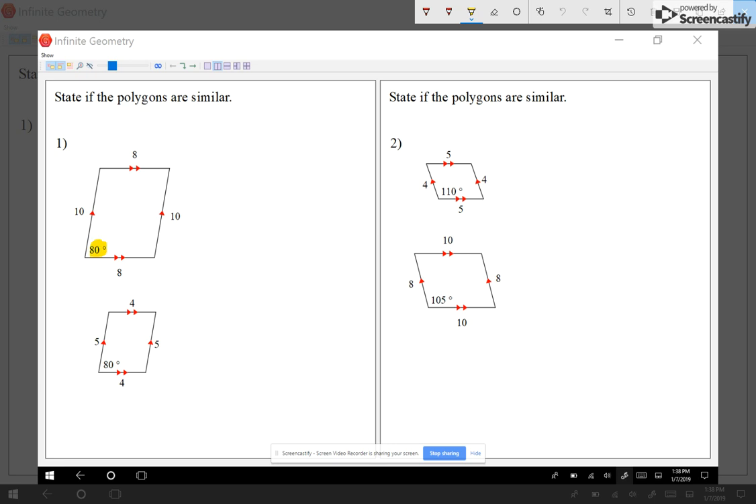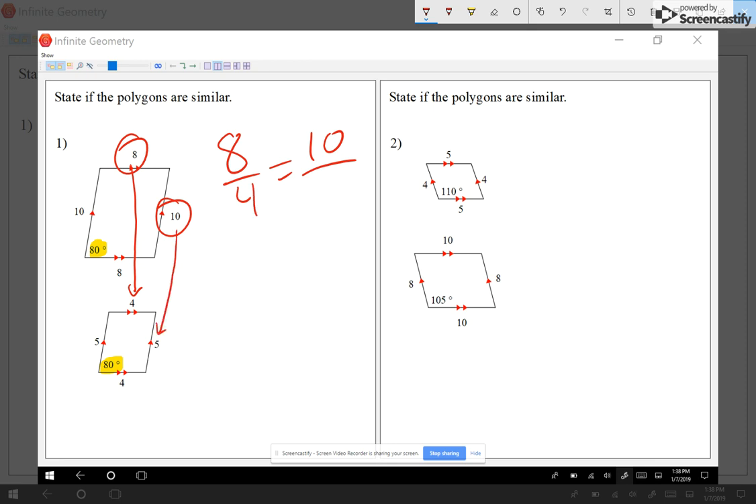And when we look at question number 1, 80 degrees, 80 degrees, angles are the same. Now, when it comes to the sides, the numbers on the top figure are 8 and 10. I'm going to write two fractions. I'm not writing 8 is equal to 10. I'm just going to write two fractions, and the top parts are going to be 8 and 10. Now, I notice that 8 is corresponding to 4, and I notice that 10 is corresponding to 5. I don't write the other sides because my numbers are repeating.